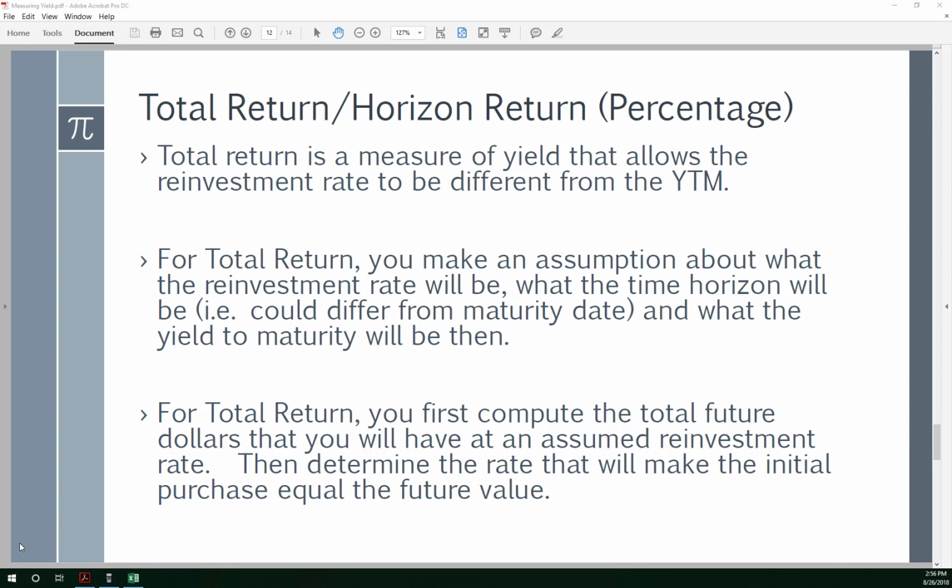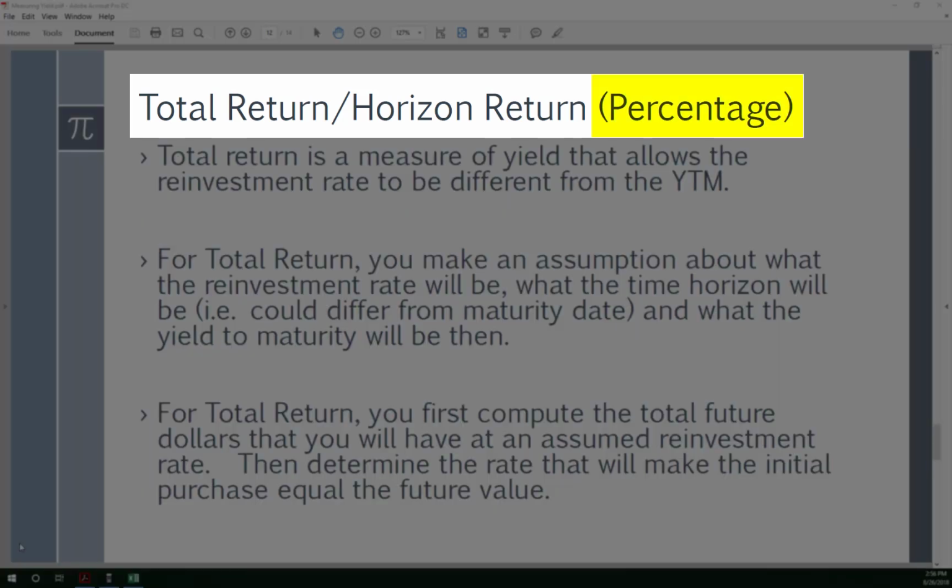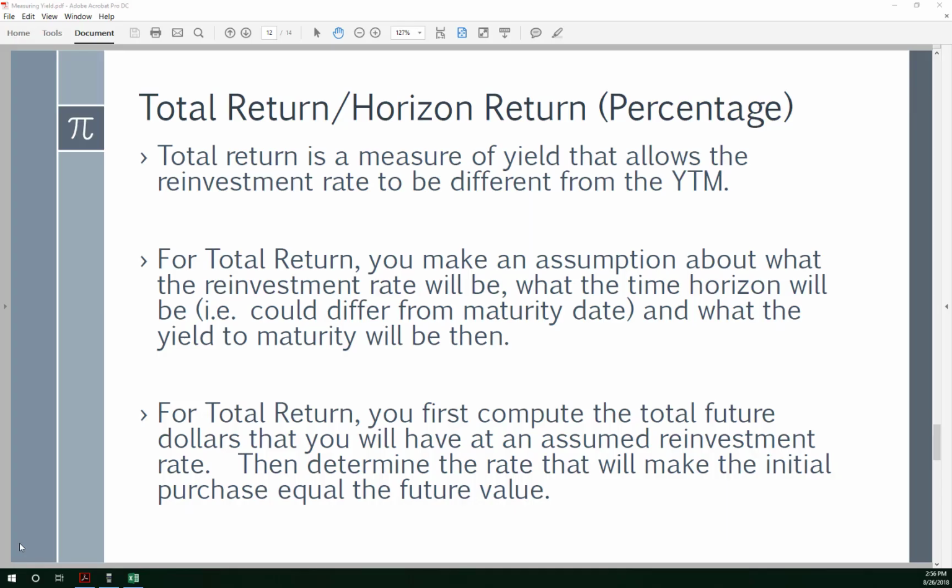Okay, in this last video we're going to take a look at the idea of total return or horizon return and how to measure that. First thing, it's important to note that this is a percentage. It's not a dollar amount that we were looking at in the last video, but we're measuring now in percentages.